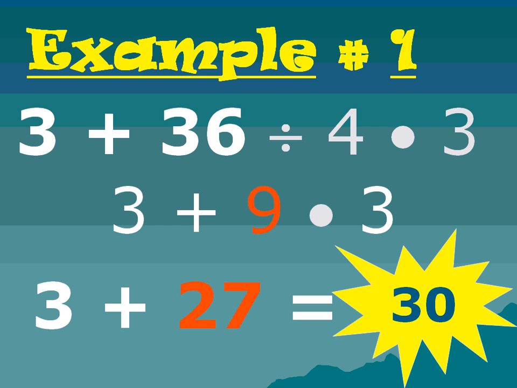Now, I want to caution you, if you have a step in your math problem, like on my second line, 3 plus 9 times 3, you can never add or subtract anything if there's a multiplication or a division operation that needs to still be done in the problem. You've got to remember that. So this was my first example that I had here.